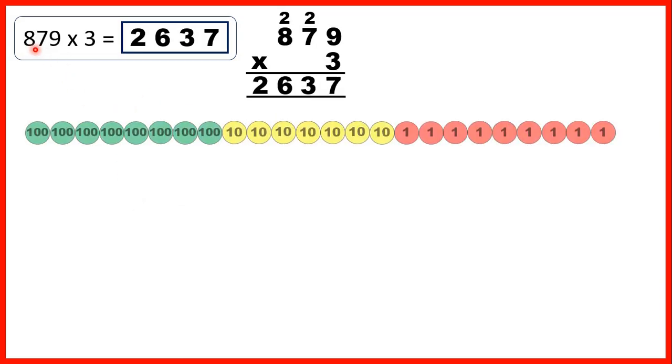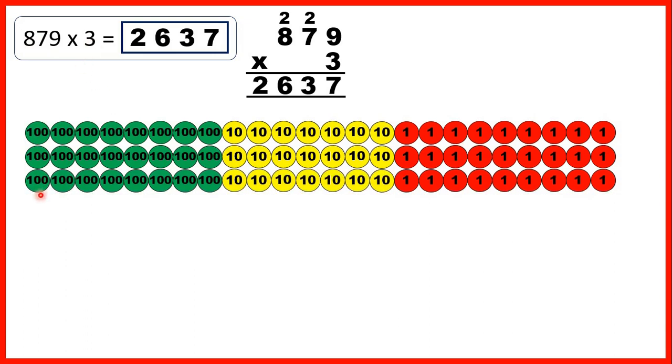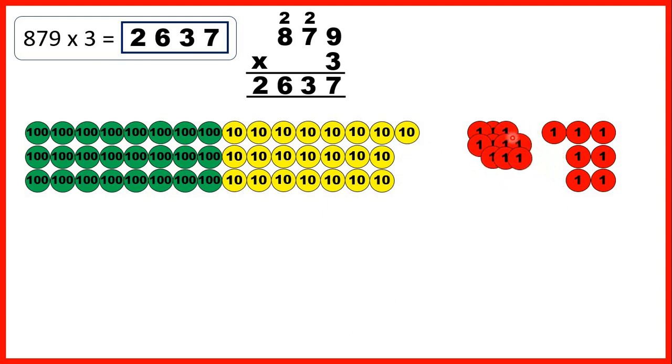Then we had 879, so that's 8 hundreds, 7 tens, and 9 ones. We were multiplying by 3, so we can show what we have 3 times. Now we have 27 ones, but we can regroup those into 2 tens and 7 ones. So the 2 tens that we've regrouped can be written above our tens column, and the 7 ones goes in our answer. But now we have 23 tens.